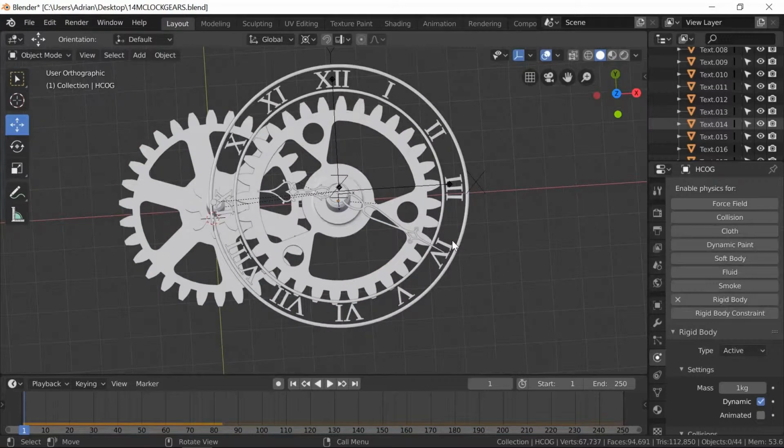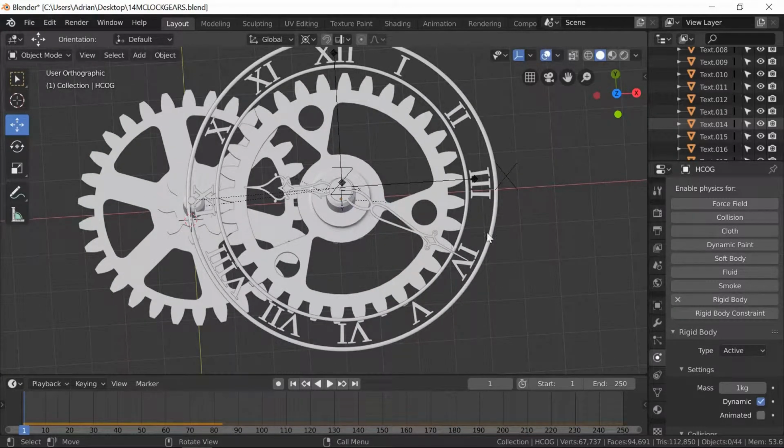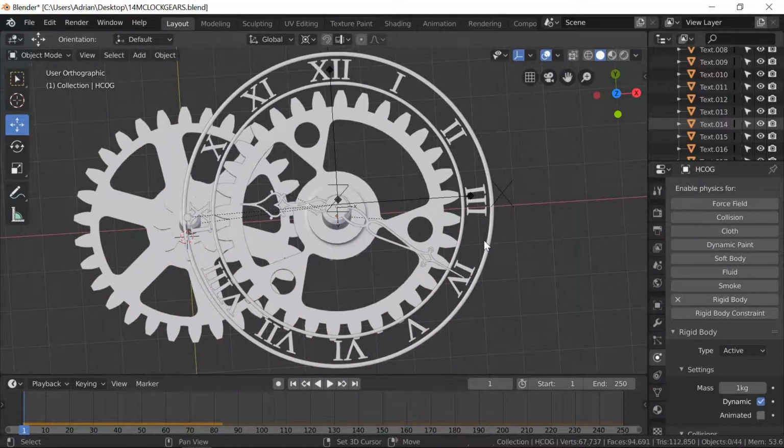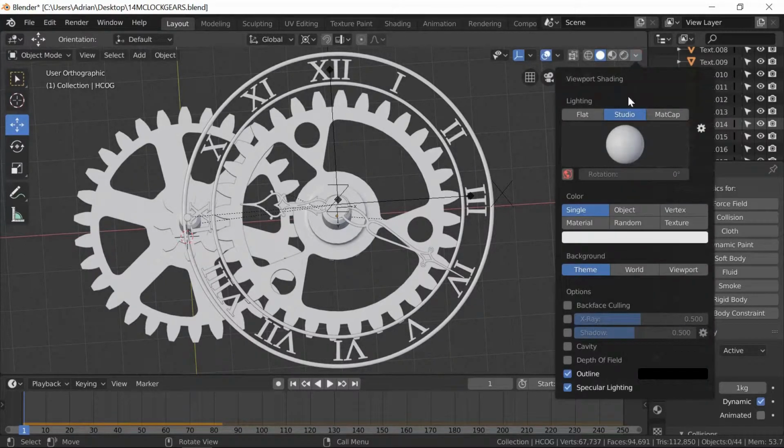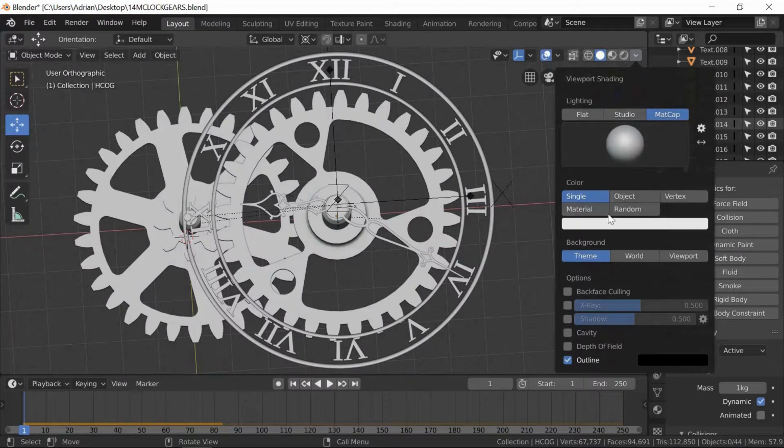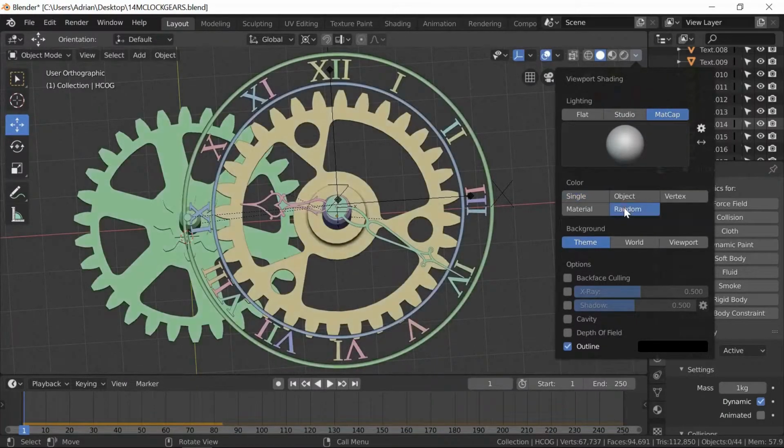This is the clock sort of assembled with its things and fingers. Hang on a minute, I'll put some shading on this, sort of viewport shading. So I'll go in there, matte cap. And just random, and it makes it a bit easier to see, not a whole lot to be honest.